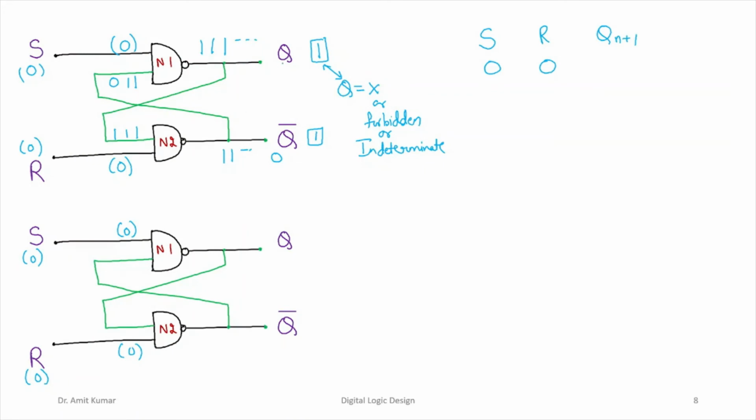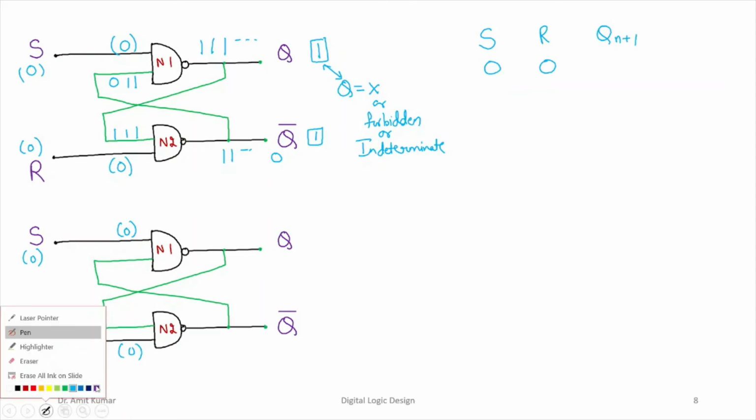If initially, let us say this Q is 1 and Q bar is 0, before we apply these inputs 0-0, both of these outputs are set to a value 1, right? Since both of these outputs are set to a value 1, that is why we call this the forbidden or the indeterminate state.